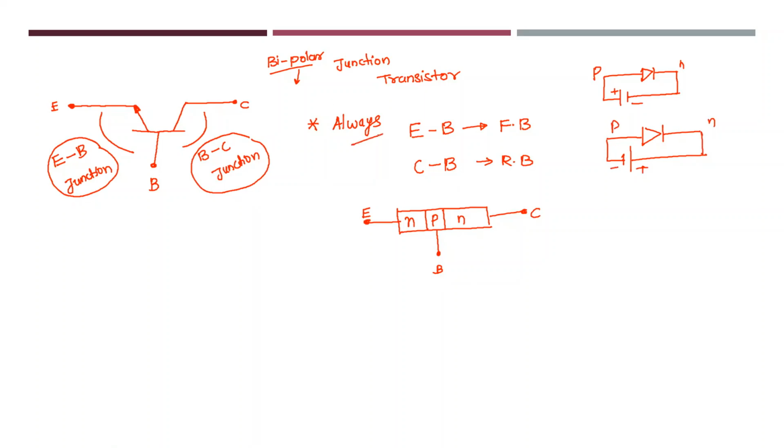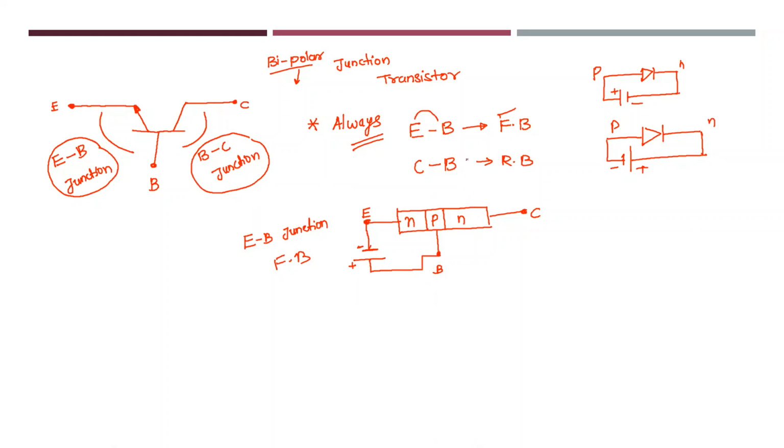Now what is the condition for transistor? Emitter base junction should be forward bias. See here N region is there. For this to be forward bias, N region should be connected to negative terminal of the battery, and P region should be connected to positive terminal of a battery. Then only here emitter base junction becomes forward bias. Why? N type is connected to negative terminal and P type is connected to positive terminal.